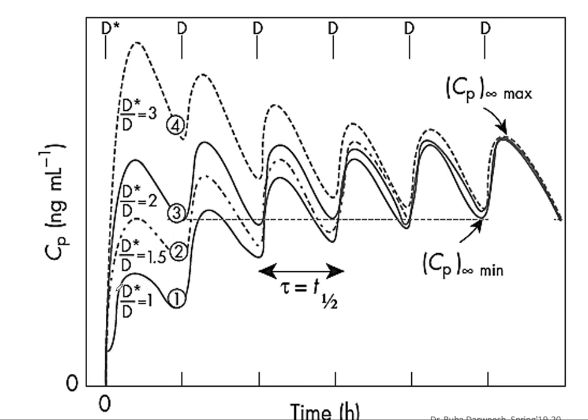If we consider this as a loading, D star is your loading dose, and D is the constant dose of the maintenance, which means that we have different profiles for different cases of loading doses. If the loading over maintenance equals 1, which means that we don't have any loading, then we start to increase the loading dose compared to the maintenance dose: 1.5, 2, and 3. Let's notice a couple of things.